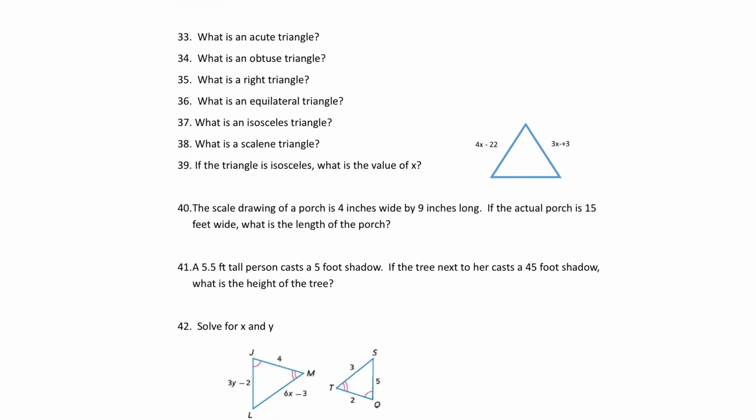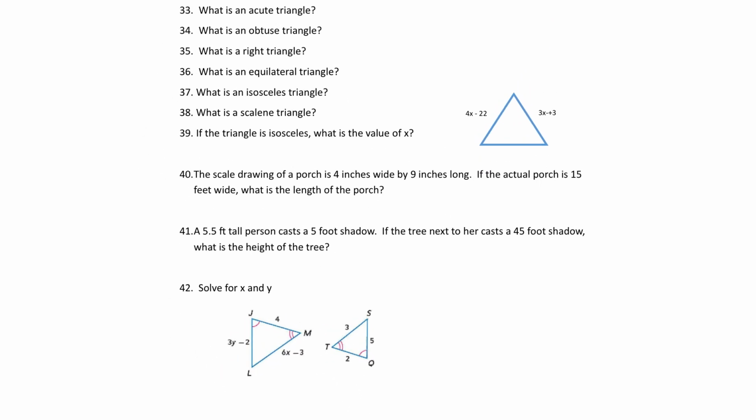Okay, let's drop down to number 40. It says the scale drawing of a porch is 4 inches wide and 9 inches long. Okay, the actual porch, so this one's bigger, is 15 feet wide, so that's got to go on the same side as the 4. Guys, need you to listen, please. And we're looking for the length of this thing.